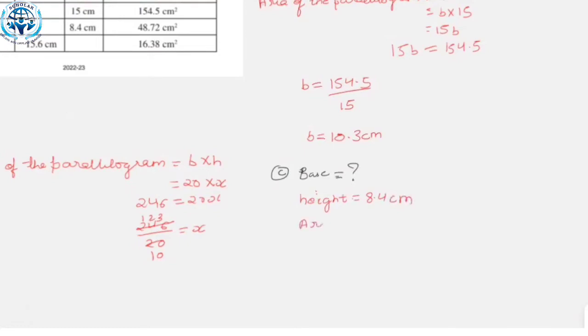In the third one, base is not given, height is given. Area of the parallelogram is equal to base into height. Area is 48.72. Base into height, b into 8.4 centimeter. Solving this, we will get the value of base.